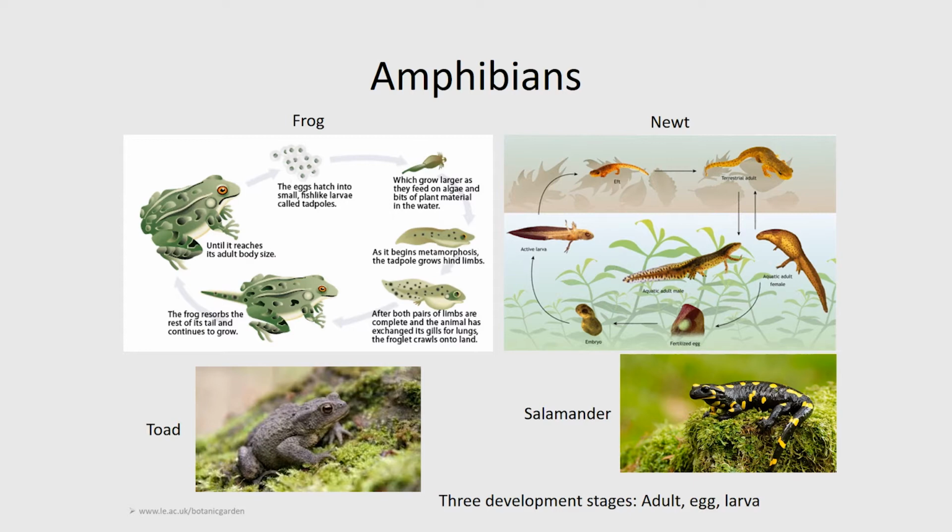As amphibians start their life in water, they have gills to enable them to breathe underwater. As part of the metamorphosis process, the gills are reabsorbed and they develop lungs to enable them to live on land as adults. Both toads and salamanders are also amphibians that are pictured and have similar life cycles.